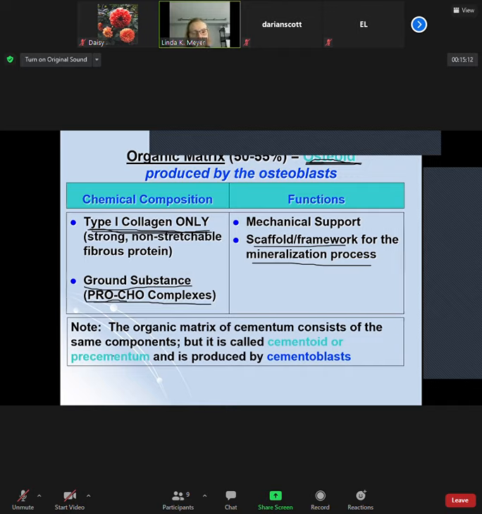Now on the cementum side, there's also an organic matrix, and it has the same components. So over in that column, I'm going to have you go ahead and write in that it's type 1 collagen and ground substance. In contrast, though, the organic matrix is called cementoid, not osteoid, or sometimes you may see the term pre-cementum. And this is produced by the cementoblasts.